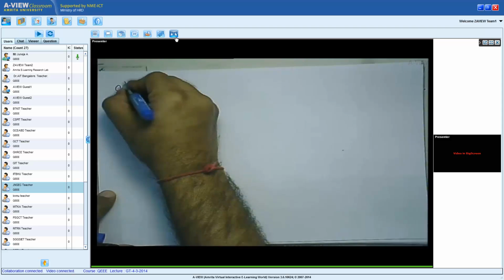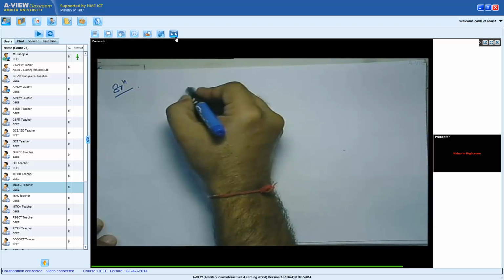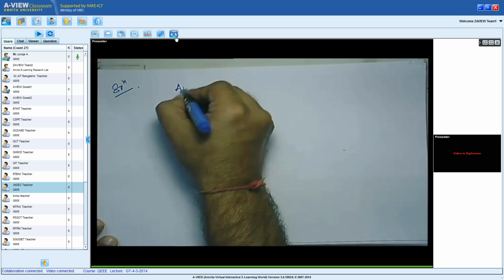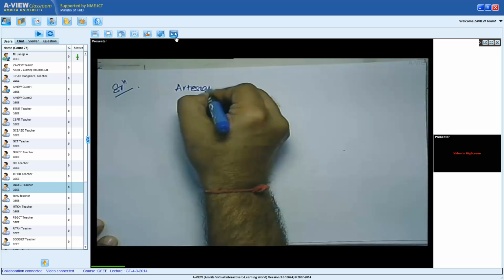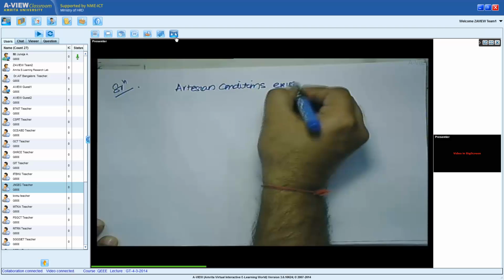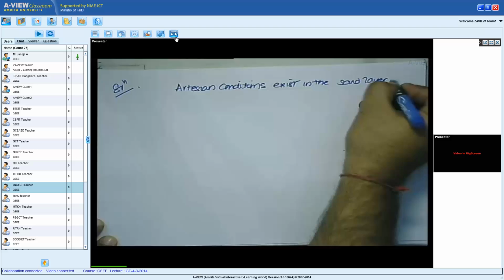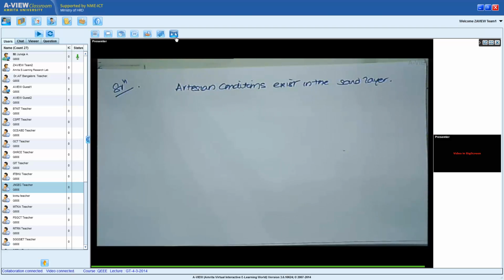Okay, so we did say because the level of water in the standpipe rose above the pond level, so can I safely say Artesian condition? Artesian conditions exist in the sand layer. In other words, the water in the sand layer is under excess pressure. It just wants to blow out. Okay, that's what it means.